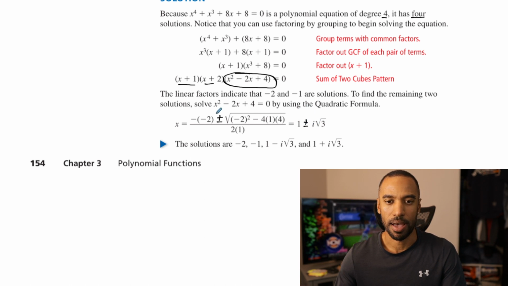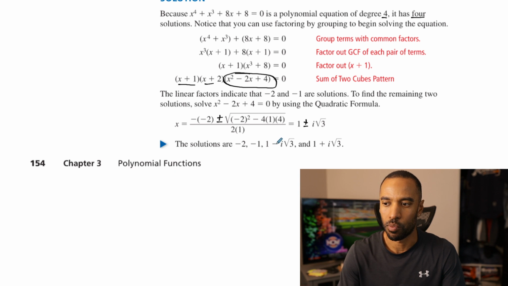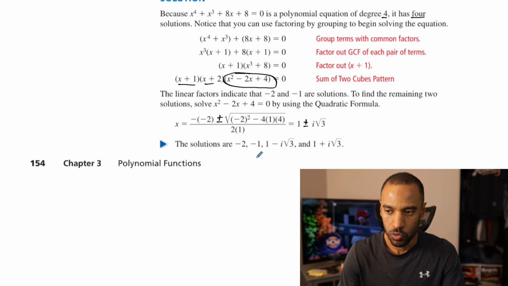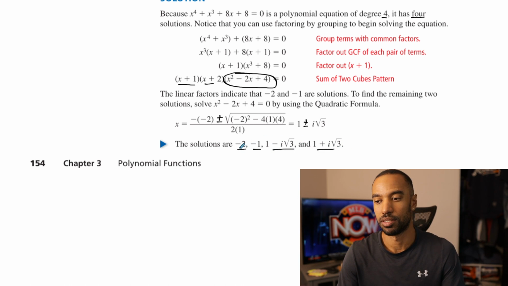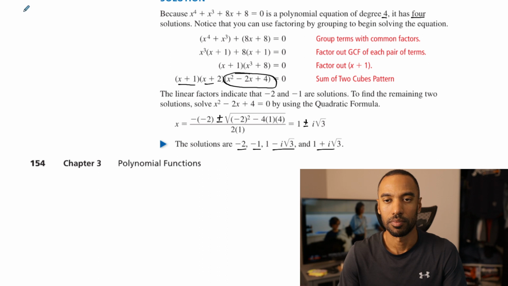Now remember, the plus or minus that seems to be missing in all these represents two different solutions now. There's 1 plus i root 3 and 1 minus i root 3. So there are 4 solutions total. This one, this one, this one, and this one. 2 of them are complex, 2 of them are real, and we move forward.